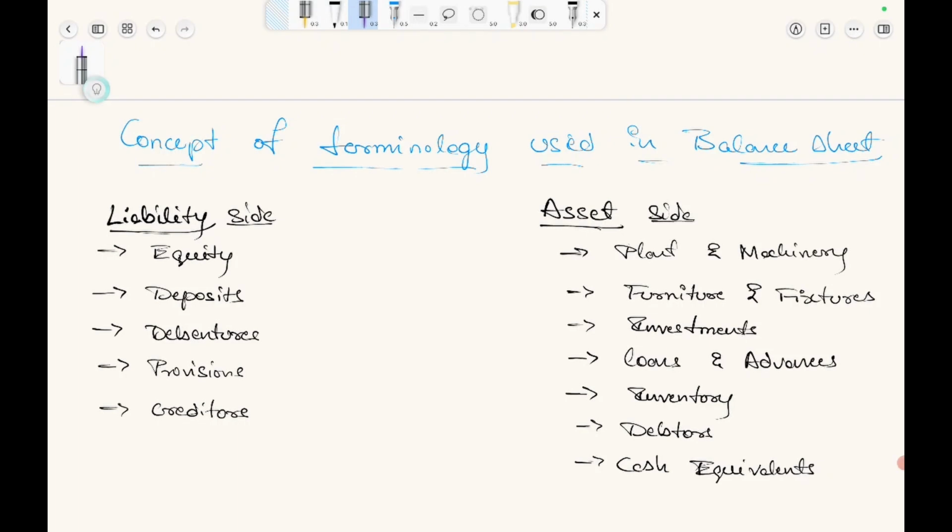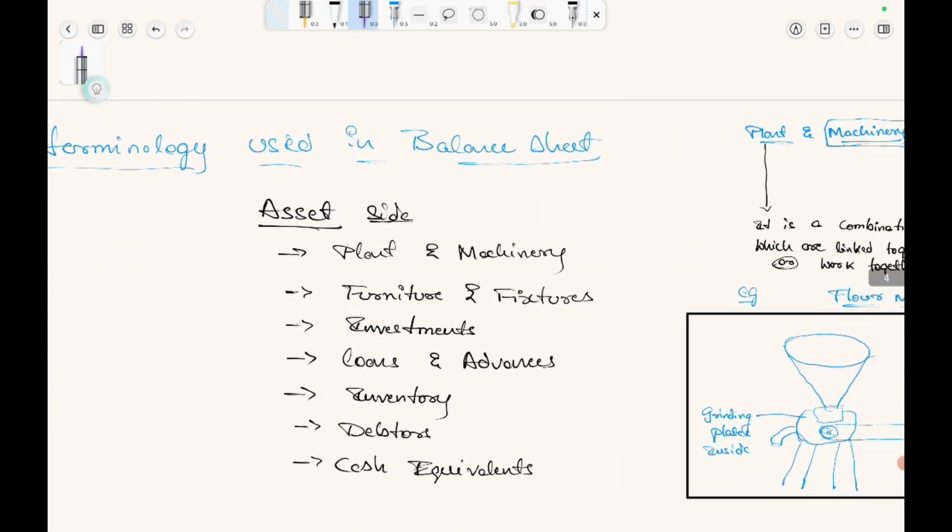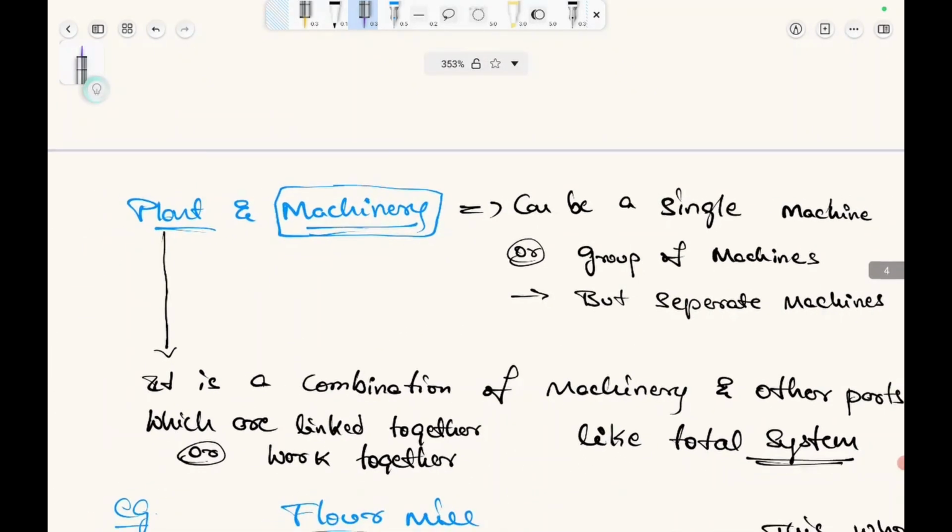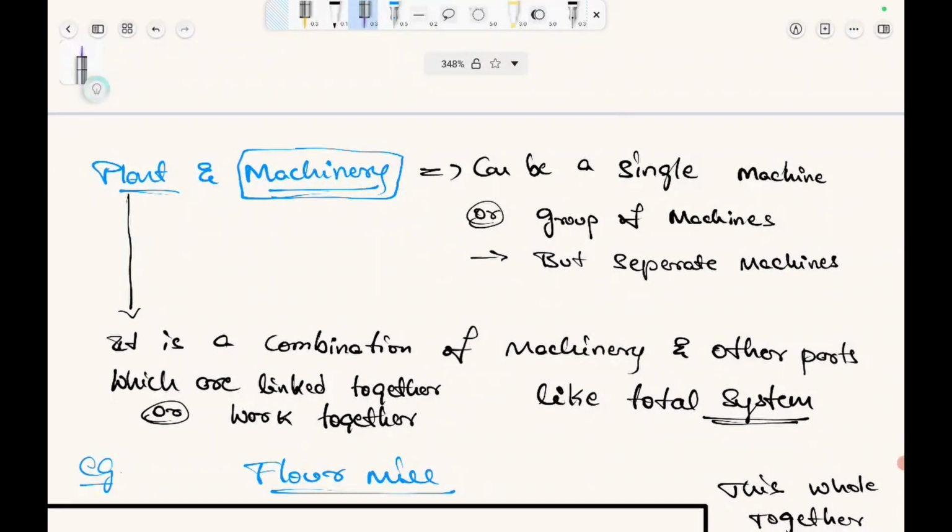Let's start. So today in this video we'll learn plant and machinery, furniture and fixture, investment, loans and advances. This will cover part 1, and I will try to cover the rest in part 2 and so on. So let's start with plant and machinery. Why do we use these terms?